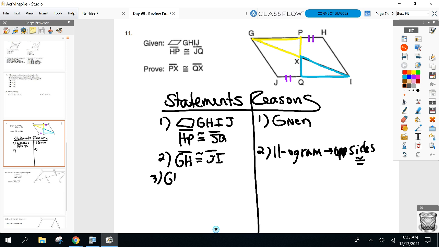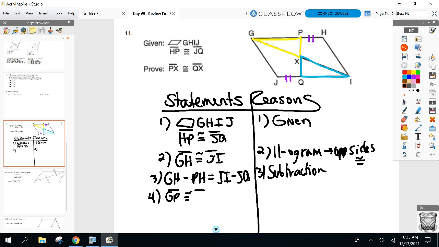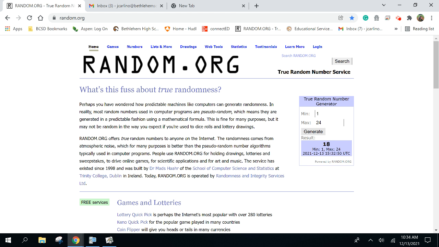And then I can subtract: GH minus PH equals JI minus JQ. Subtraction. And then substitution. GP congruent to QI. Substitution. We're all good. I got a pair of sides now. Perfect. Next up, still looking for more.